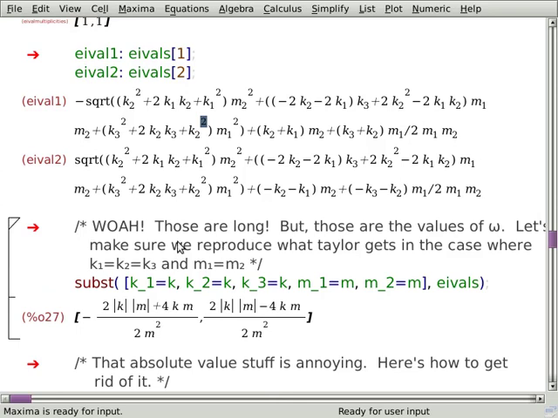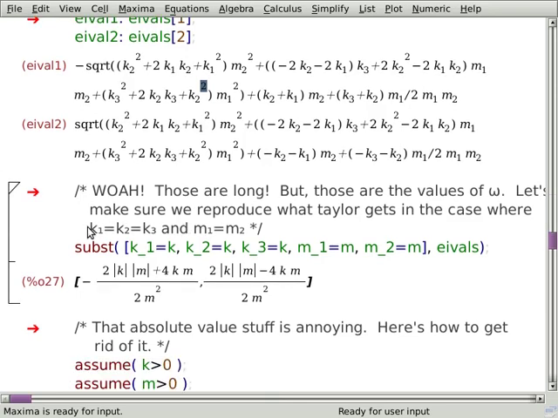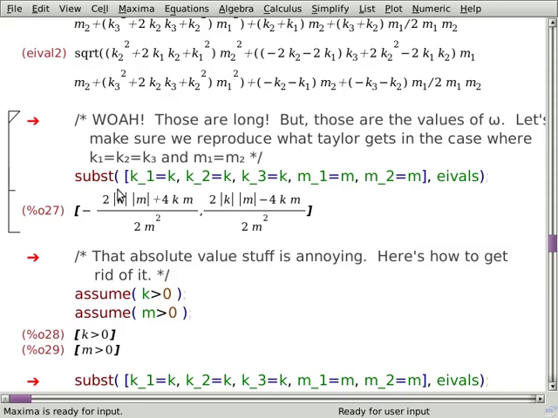So now let's go ahead and go into the simpler case where K1, K2, K3 are all the same and M1, M2 are all the same. So I'll substitute in all Ks, right? K1 is K, K2 is K, K3 is K, M1 is M, M2 is M. Into my eigenvalues, and I get these two things out, and oh, what's with these absolute values? Come on. It's a mass. It's a spring constant. We know they're constant.